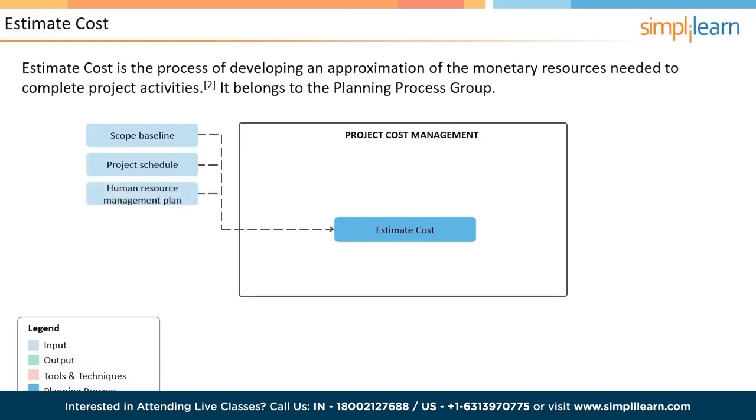Human resource management plan is another important input. Various elements like personnel rates, rewards or recognition programs, etc., are covered in the Human Resource Management Plan, which is important in approximating the cost estimate. Human Resource Management Plan will be discussed in detail in the Human Resource Management Knowledge area.